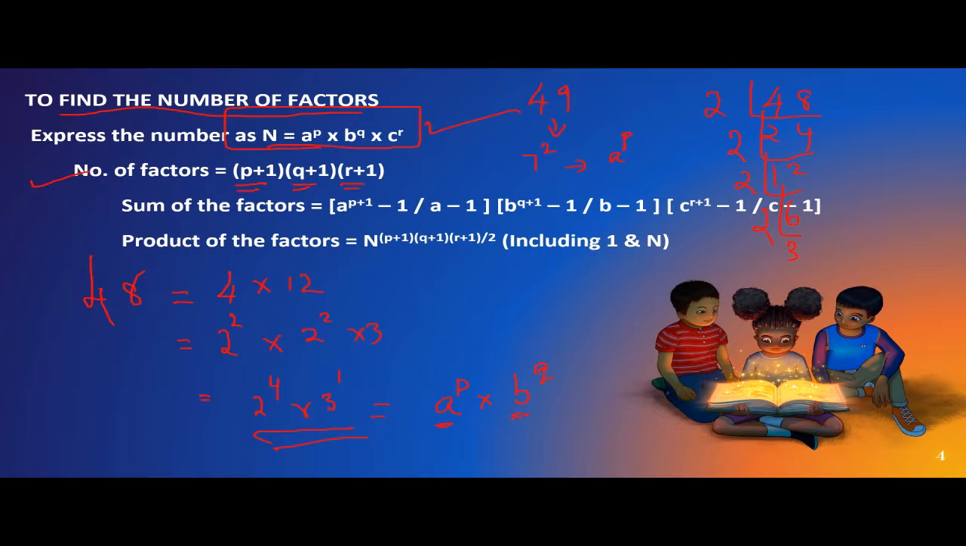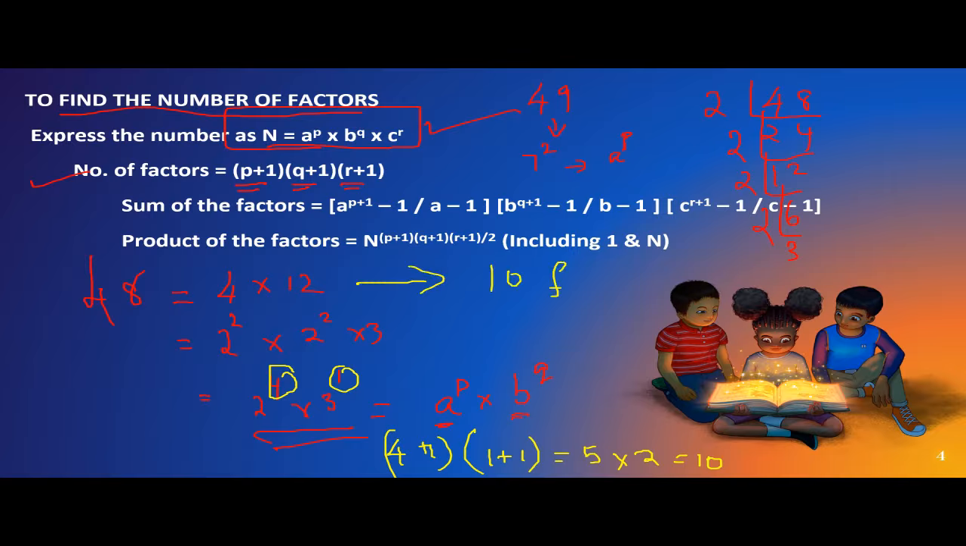So I have 4 here. Let me put it in a different color. So see, here I have 4. So that is in my power. So I just add 4 plus 1. And then the next number is that I have 1 here. So I just add 1 to 1. So 4 plus 1 gives me 5 and 1 plus 1 gives me 2. So 5 into 2 is nothing else but 10. So I finally say that 48 has 10 factors. Simple. Okay, so 48 has 10 factors.